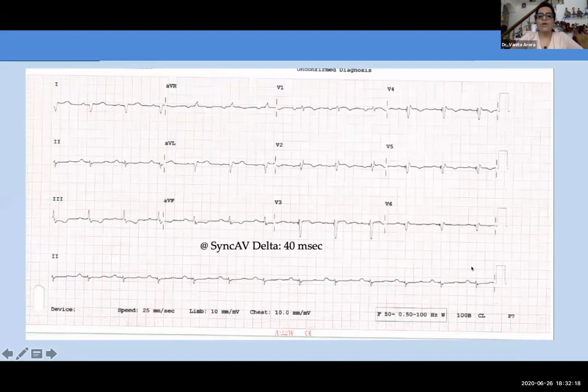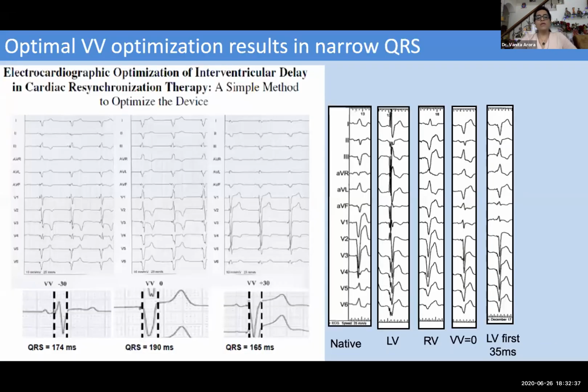It is a narrow QRS. You cannot have a narrower QRS than this, I think. And the notch in lead 2 is just out of the QRS. It's a biphasic V1 with very good results on hemodynamics. So sync AV actually works very nicely. You have to individualize with the patients. It works very nicely to help the patient.